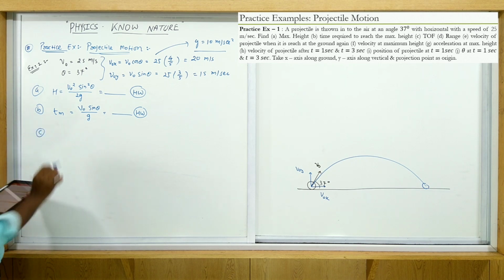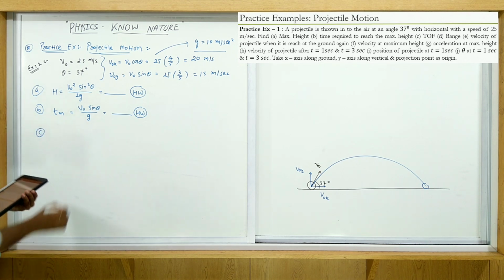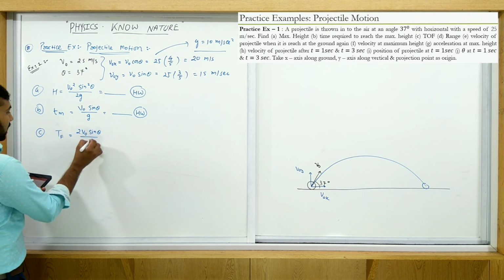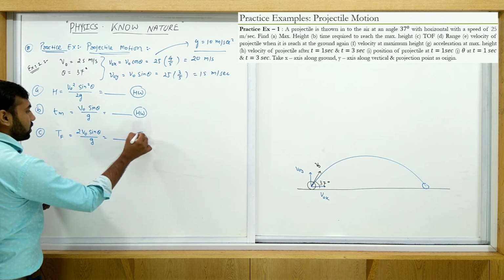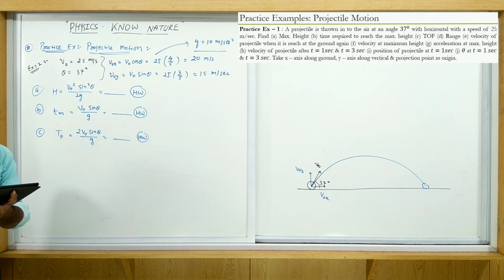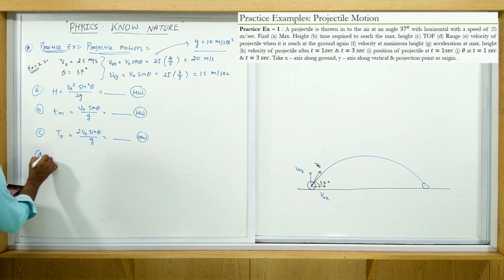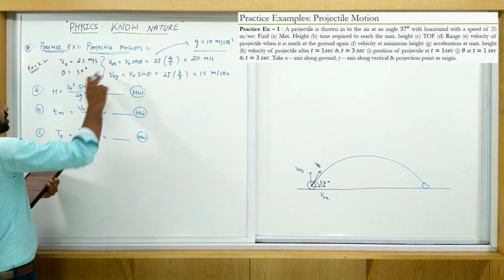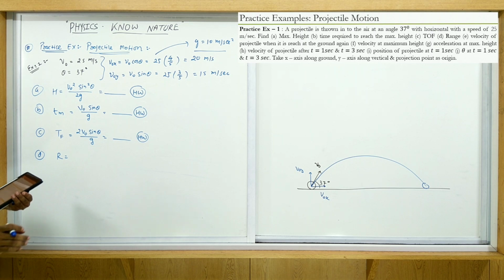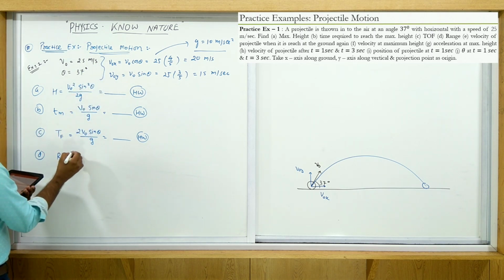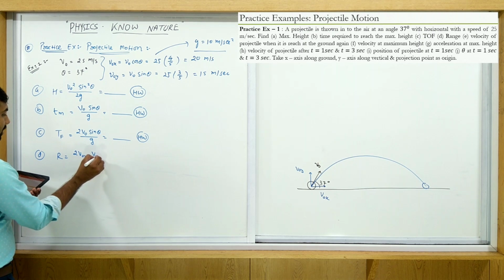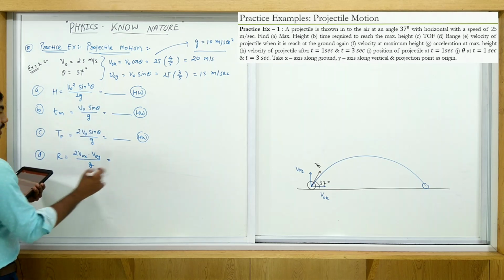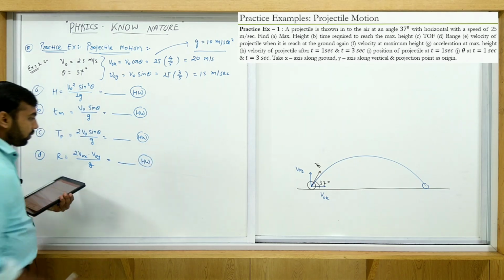Next problem, c. Time of flight. We have this equation directly. Time of flight is equal to 2v0 sin theta upon g. Put the values. The calculation is homework. Next problem, range. What is range? We have a number of equations for range. Right now v0x and v0y are given to you, so use the equation in which v0x and v0y are present. So 2 v0x into v0y upon g. Put all this data here and calculate. Again it is homework.